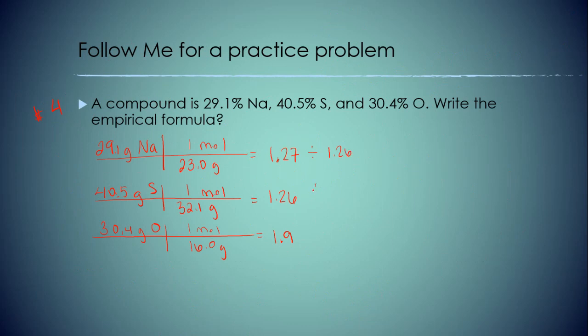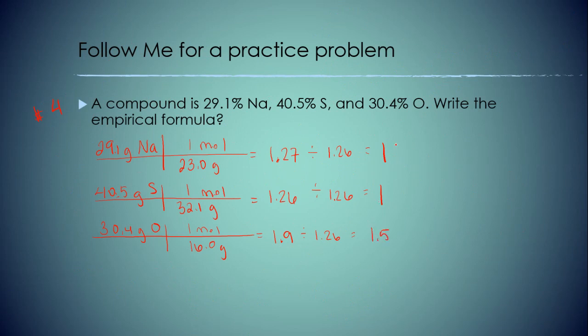The smallest is the 1.26. So what you do to one of these, you must do to all of them. So we're going to divide them all. Okay, so as you can probably figure, this is going to be very close to 1. This is exactly 1. And this comes out to be 1.5.